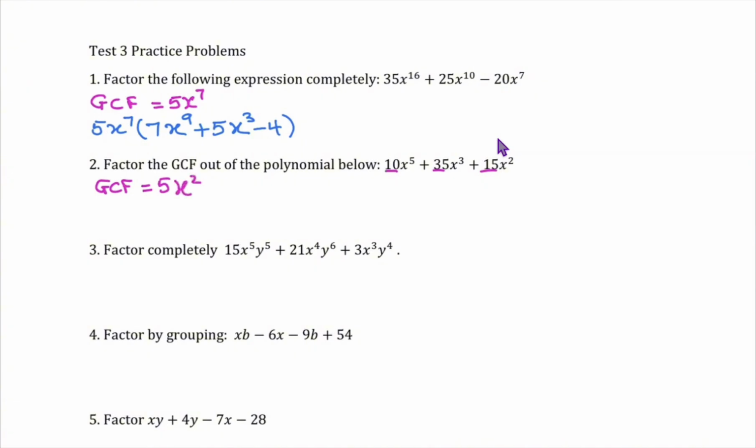Now let's factor out the GCF. 5x to the second times, let's divide by 5x to the second here. We divide each term by 5x to the second. So that is 2x to the third plus 7x plus 15.